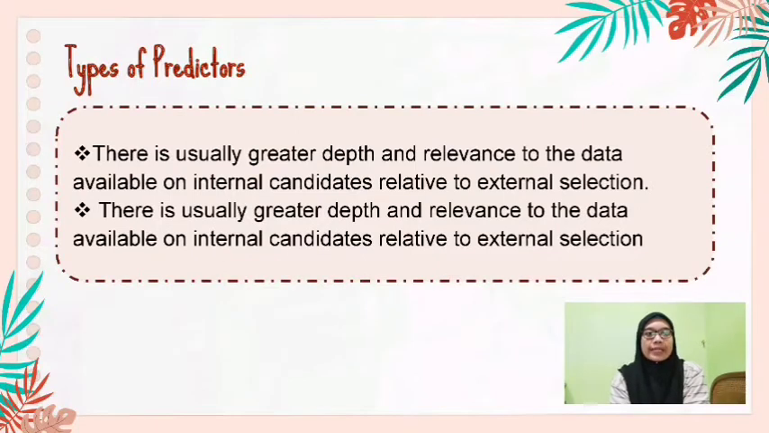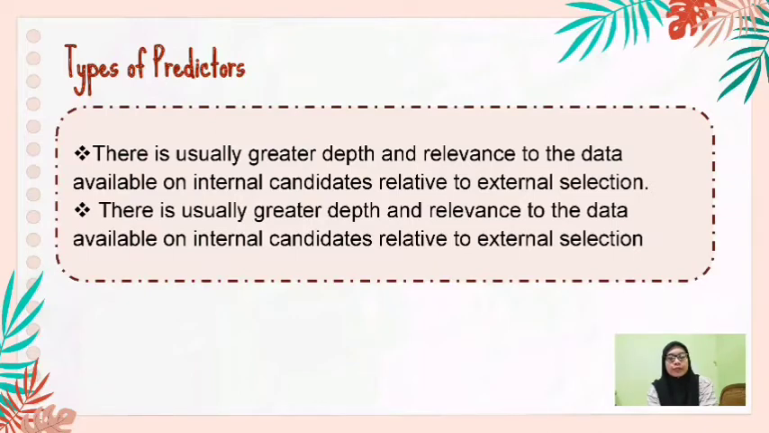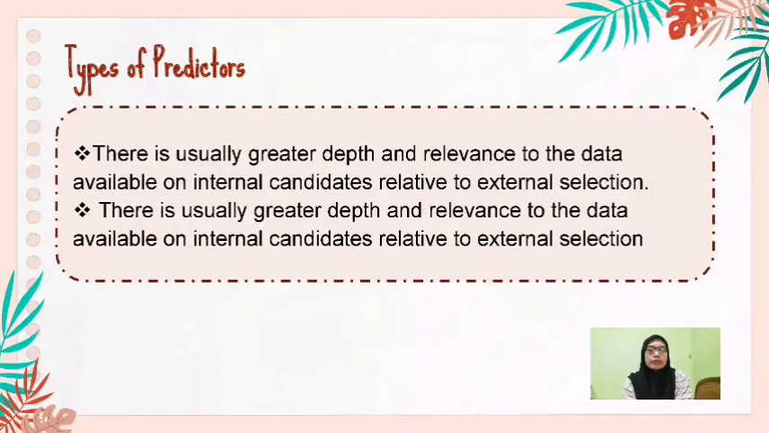Next is types of predictors. The distinctions between the types of predictors used in external selection are also applicable to the different types of internal predictors. One important difference to note between internal and external predictors pertains to the content. There is usually greater depth and relevance to the data available on internal candidates. That is, the organization can go to its own files or manager to get reports on applicants' previous experience.